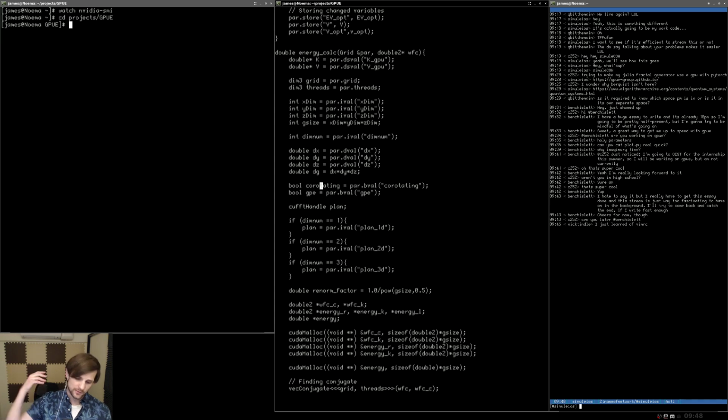We're doing the rotation, so we should see some sort of vortex in the system. And then we have Boolean GPE, which just means we're running with that nonlinear step, the g psi squared term. Okay, now we have the difficult stuff.